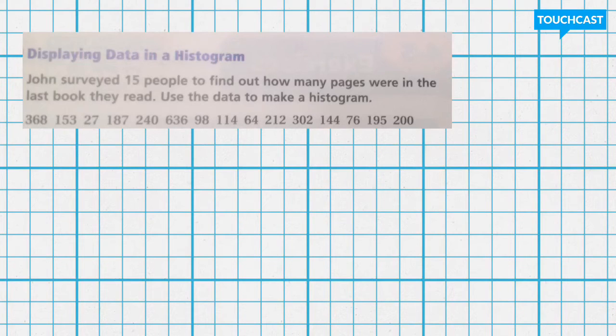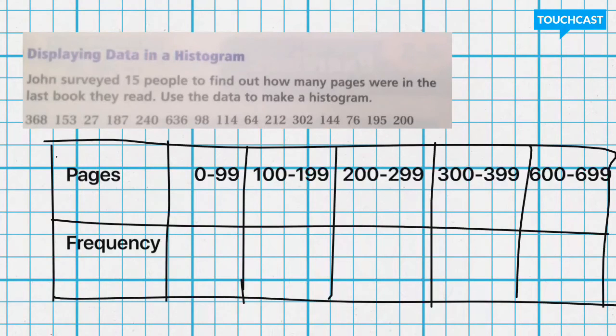John surveyed 15 people to find out how many pages were in the last book they read. We're going to use the data below to make a histogram, but first, let's make a frequency table. Now let's use page ranges of about 100. So we'll use from 0 to 99, 100 to 199, 200 to 299, 300 to 399. There's nothing from 400 to 600, but we do have values in the 600 range, so we'll go 600 to 699.